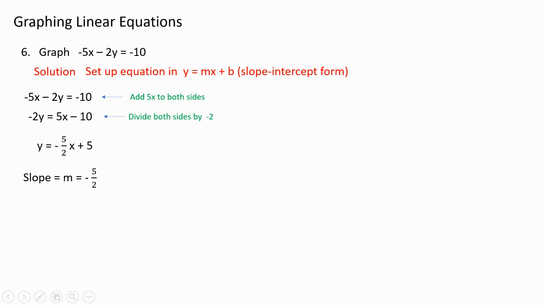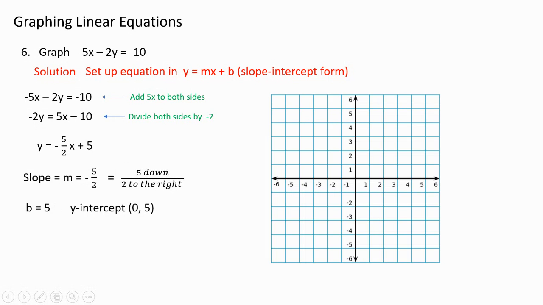Now let's graph it. My slope is negative 5 over 2, which means 5 down and 2 to the right. My b is my y-intercept, which will be (0, 5), and that's my starting point. So (0, 5) starts up here, right there. Then I'm going to go down 5: 1, 2, 3, 4, 5, and 2 to the right: 1, 2. There's my point. So we connect the points, and that's my line.